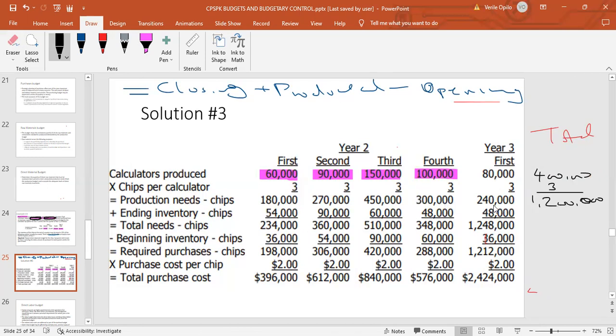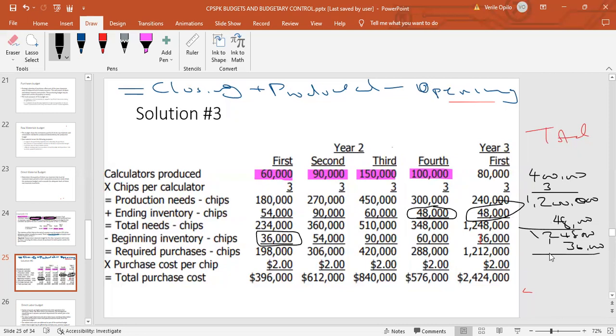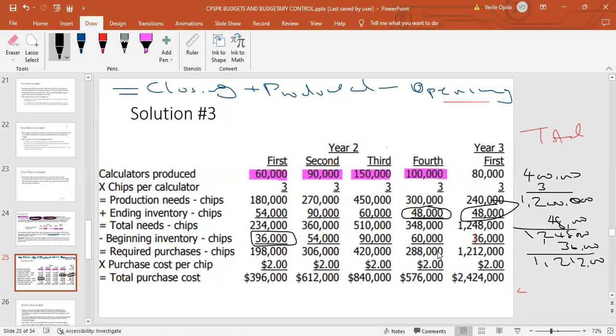And then now the closing figure, I see why they were having this 48 here. The closing figure, what we want to be left off with at the end of the period, is the figure we obtained as the ending figure for the fourth year. So for the fourth year, we're supposed to be left with a total of 48,000 units. And that will give us a total of 1,248,000. Then we have our opening figure, the number of units that we started off with at the beginning of the period, which is equal to 36,000. So we'll be left with 1,212,000 as the total number of units for that period.